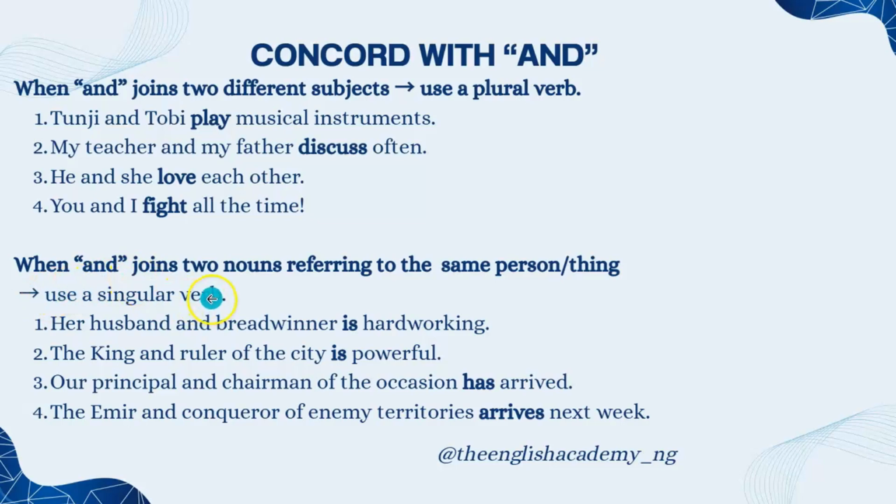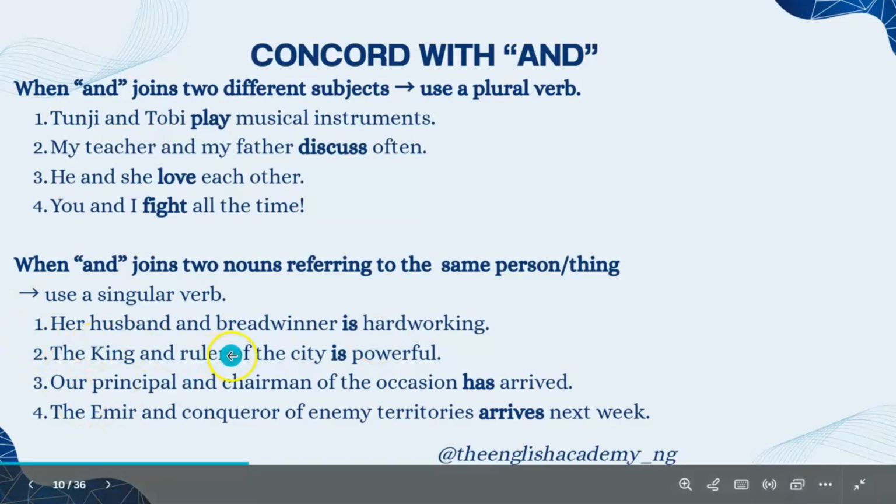Now, another aspect of and is when and joins two nouns that refer to the same person or the same thing. In this case, you are going to use a singular verb. And one of the ways to know this is this: when and joins two nouns like this, and there is no article the at the front of the other noun. Her husband and breadwinner is hardworking. This is referring to just one person. It means her husband is the same person as the breadwinner. Why? Because here, her husband and breadwinner. You did not say her husband and the breadwinner.